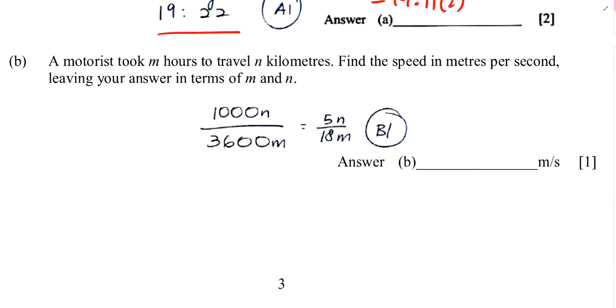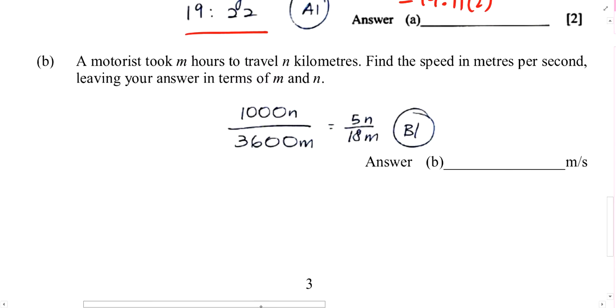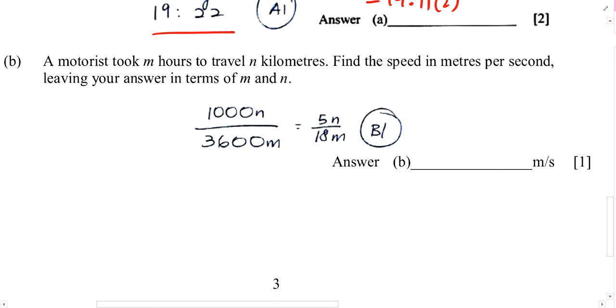Okay, part B. Stop talking. Part B. Motorist takes m hours to travel n kilometers, find the speed in meters per second. Any problem? 5n over 18m. Anybody needs me to go through? Raise your hand. Okay. Now this is in hours. This is in kilometers. They want it in meters per second, so you can expect a conversion to be done.